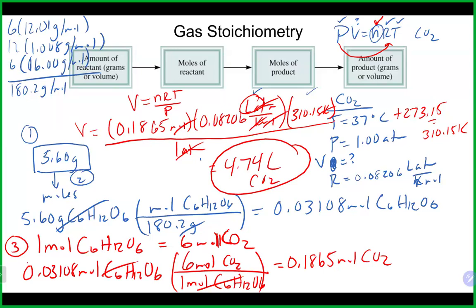By the way, that number would represent a theoretical yield in this case, right? Since CO2 is a product, that would be the theoretical yield of how much CO2 we should collect if we started with that 5.6 grams of glucose in this case. Question on that there.